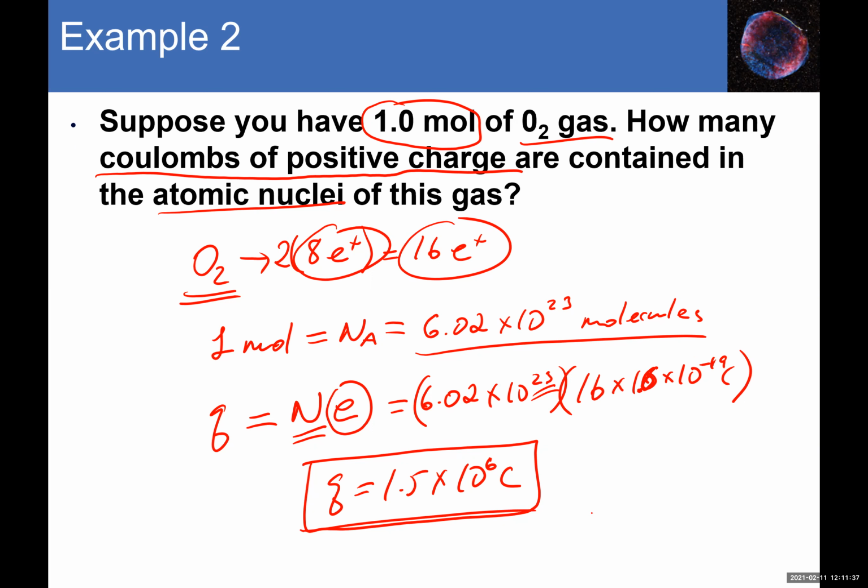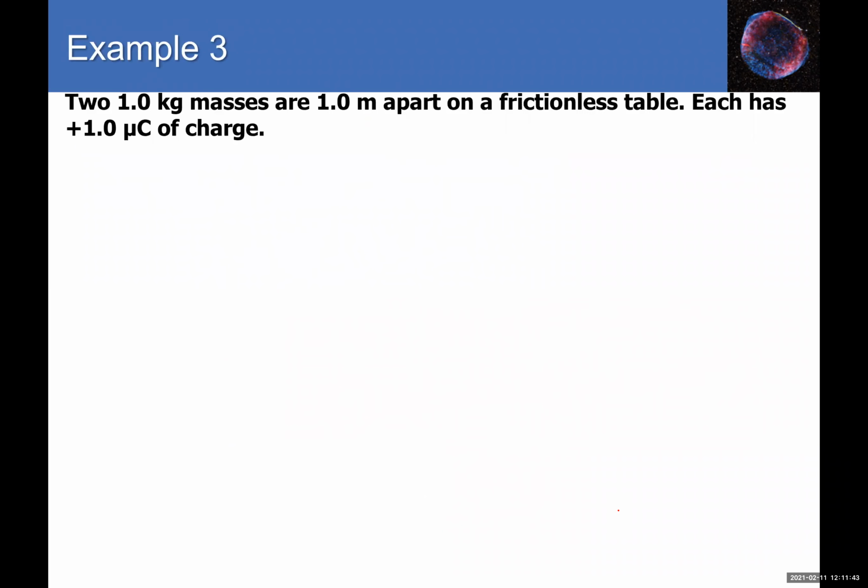Put them together, calculate the total amount of charge. All right, here's now another example. Two 1 kilogram masses are 1 meter apart on a frictionless table. Each has plus 1 microcoulomb of charge. All right, that means you have two objects or particles.